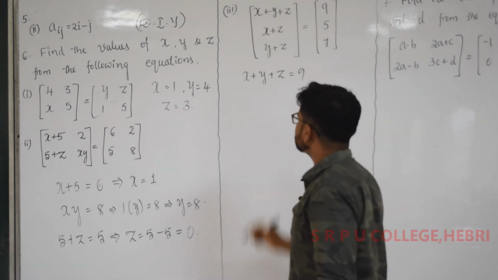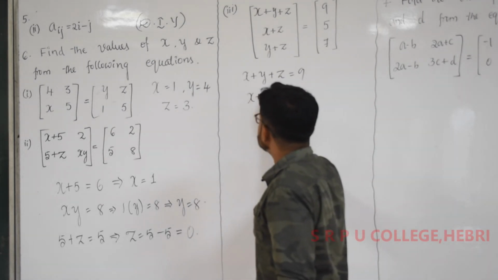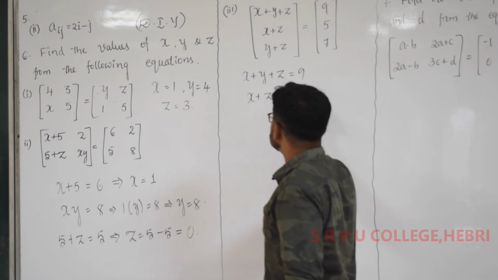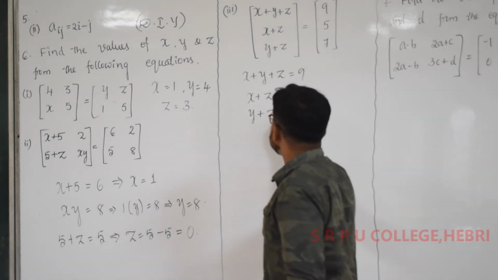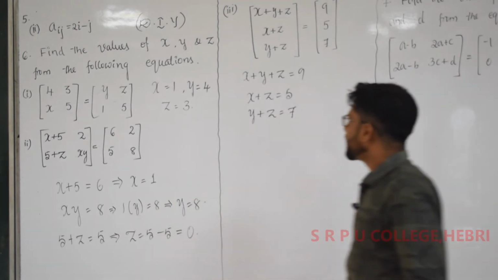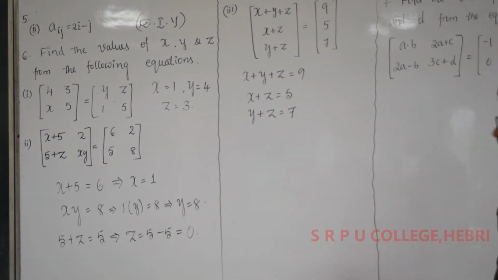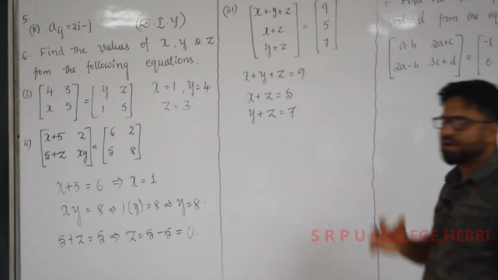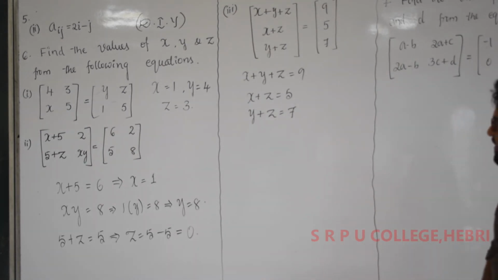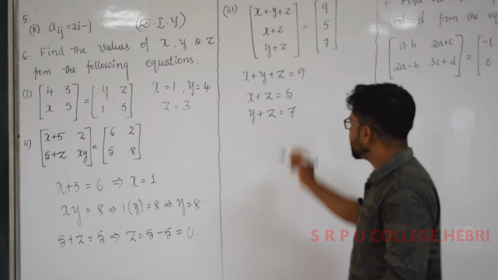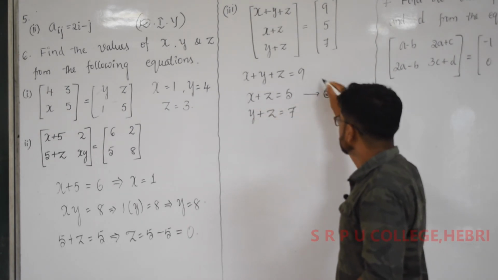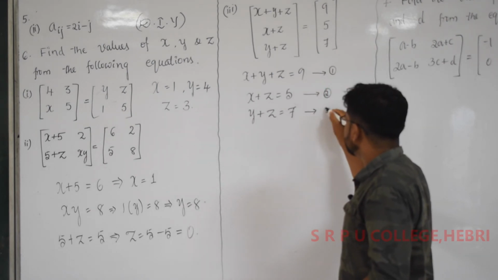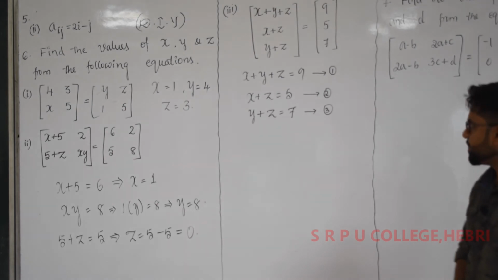One equation we got. Another equation, x plus z is equal to 5. And third one, y plus z is equal to 7. Using these three, we need to find x, y, z value. One thing you can see here: take the equation x plus z as equation 2, this one as equation 1, and the last equation is equation 3.